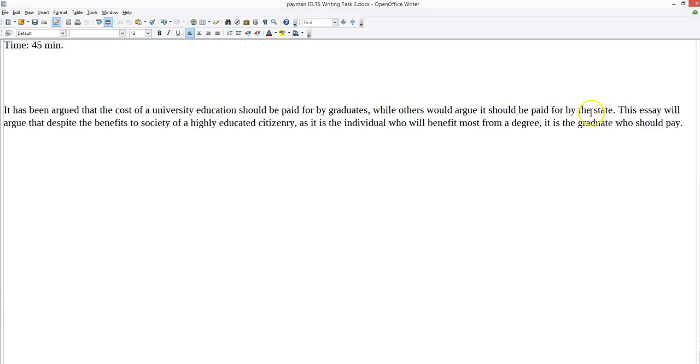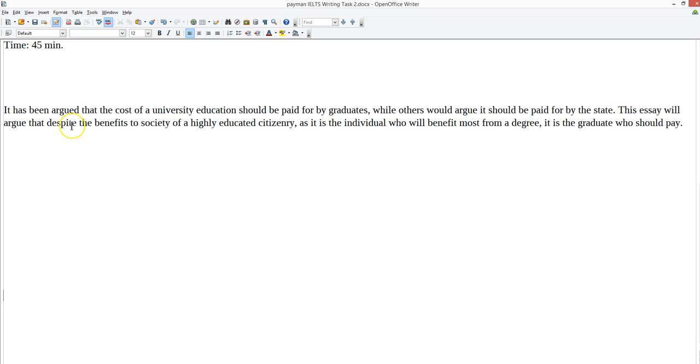Now, I say by the state because if something is free, well, it isn't free. Somebody pays, and it's the state who collects your taxes that pays for education. So, in other words, who should pay, you or the state? So that is why it says paid for by the state. It could be free of charge, but it's not free because somebody pays, and that's who pays.